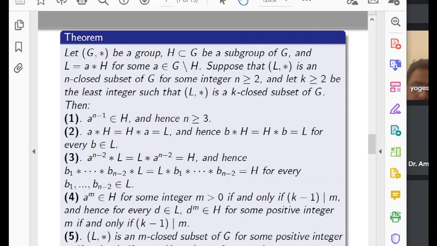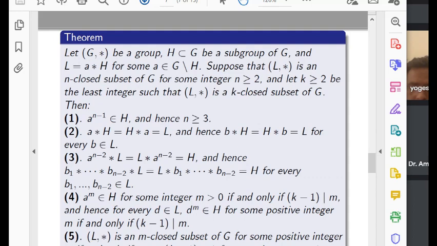Then I gave you a way to describe all the m where L is m closed. m has to be c times K minus 1 plus 1. Okay? So we know exactly, if you know the smallest positive integer, then we know all the m's where L is m closed.